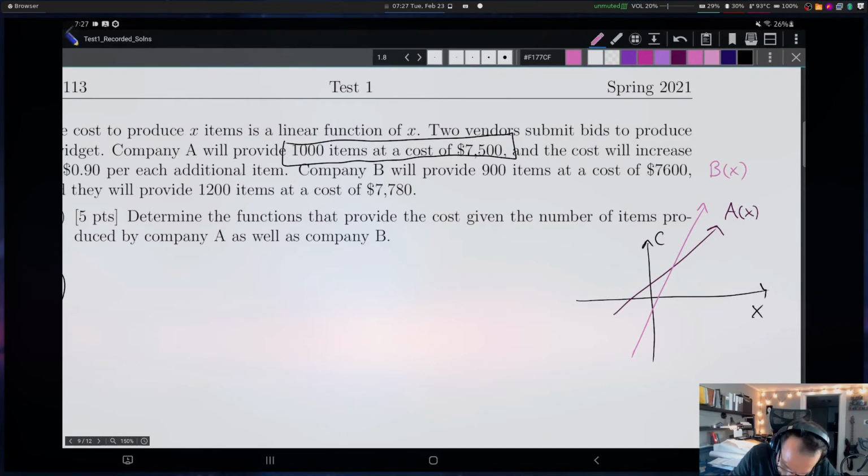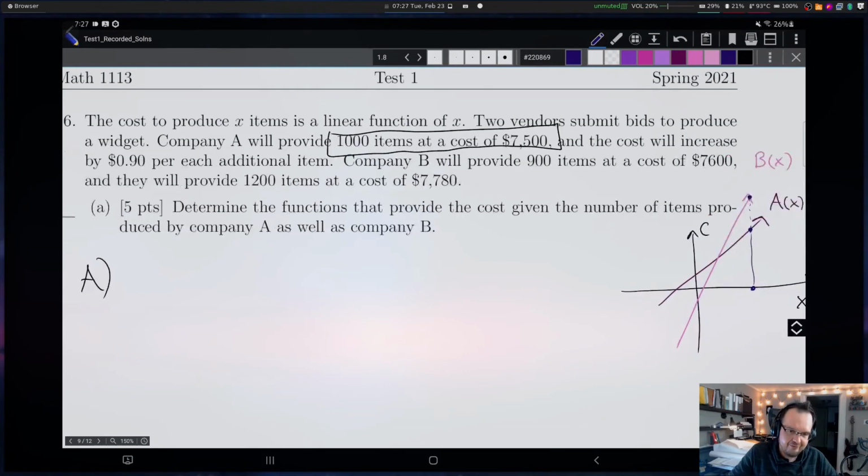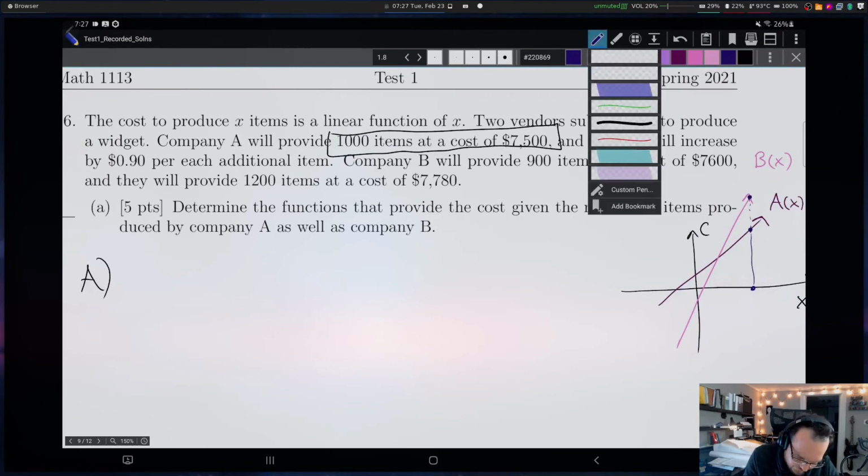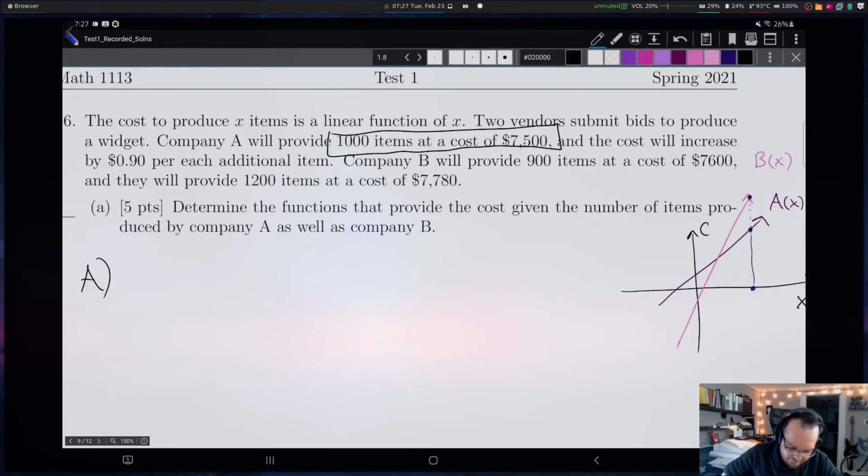And maybe, let me do a different color here. If you wanted to order this many items, you could just go up to the functions and ask which one has the lower cost at that point. Sorry, didn't draw that super accurately. But the point is that they're willing to sell you any amount of items, and there's some kind of formula to compute that cost. So what's the formula? That's the name of the game here.